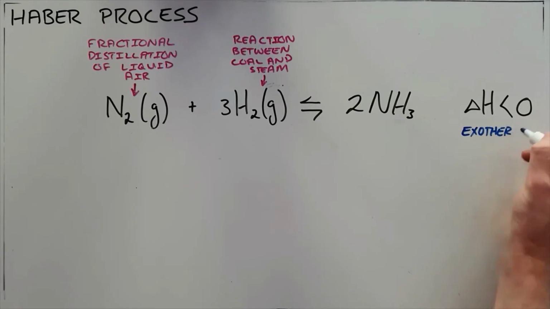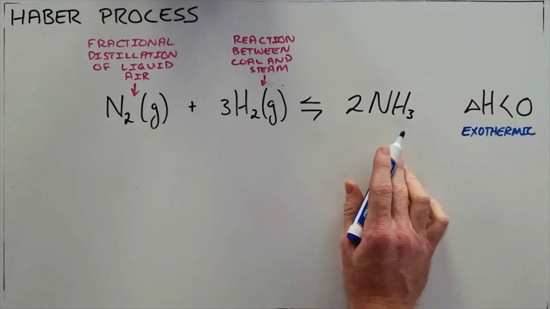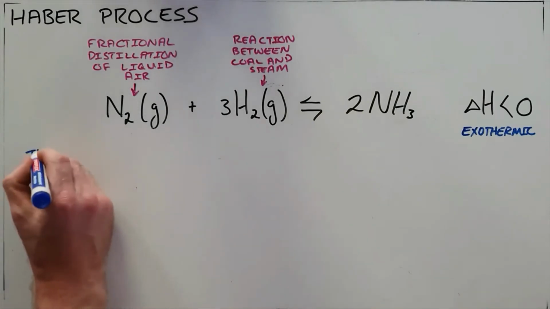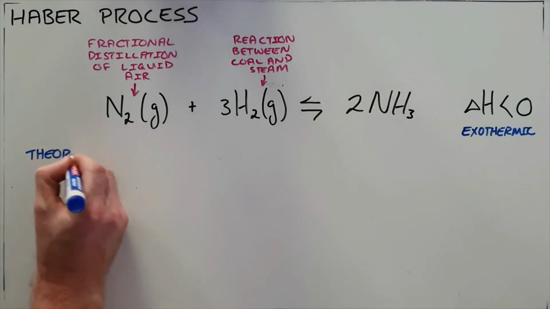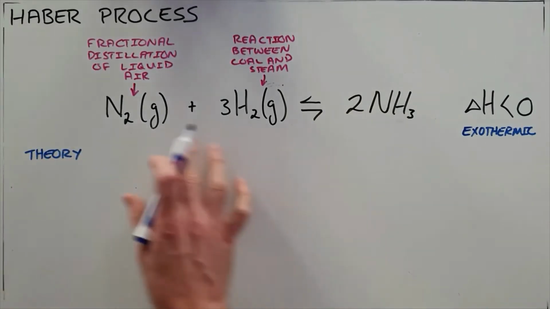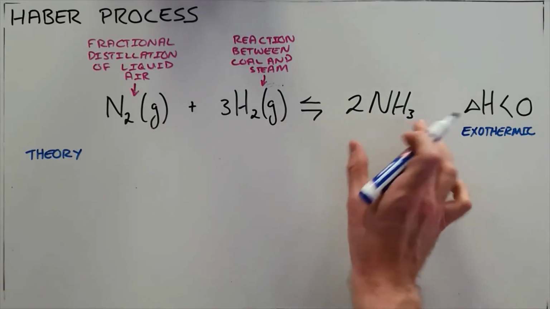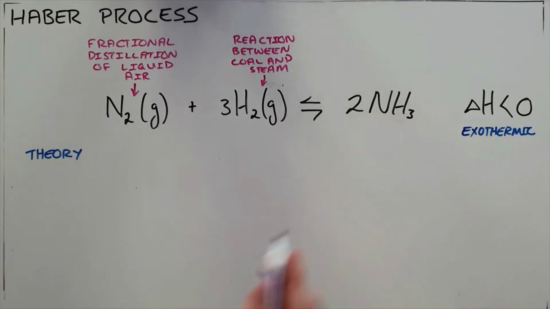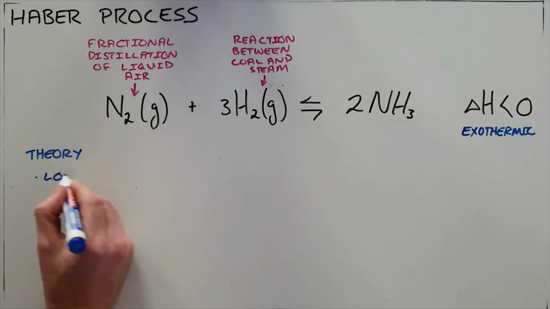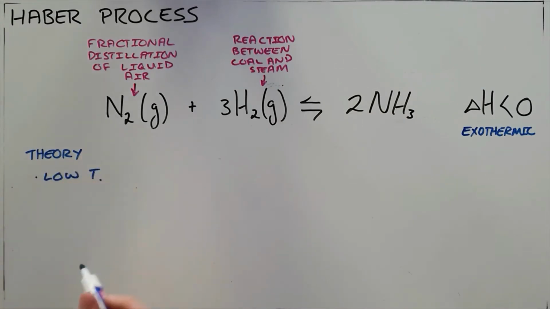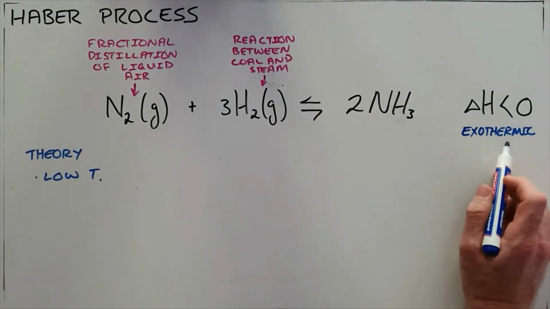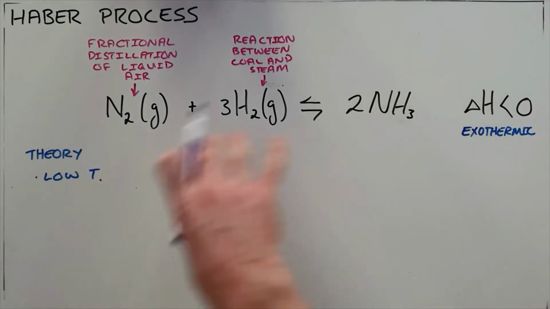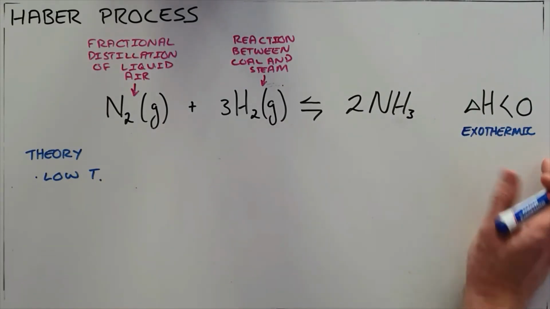Now, in the industry, when we are trying to produce as much ammonia as possible, theoretically, what we can see here from Le Chatelier's principle is that the way to favor the forward reaction and produce as much ammonia as possible would be to do it at a low temperature, because we know that the forward reaction is exothermic, so the lower the temperature, the more we would favor the forward reaction.